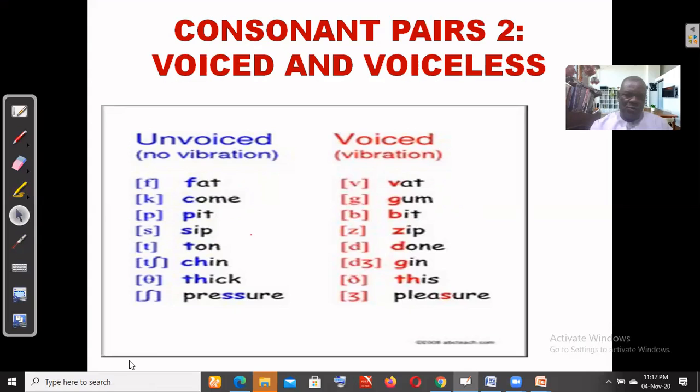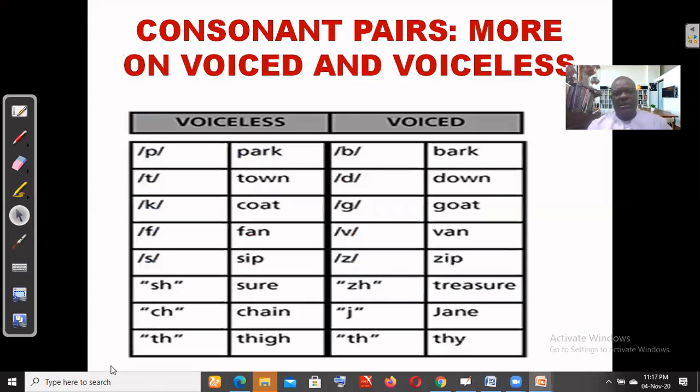We just want to look at very adequate examples. The same thing we have here, consonant based, more on voiced and voiceless. Here we have voiceless, here we have voiced. P in pack, T in town, K in coat, F in fan, S in sip, sh in shore, ch in chain, th in tie, then B in back, D in down, G in goat, V in van, Z in zip.